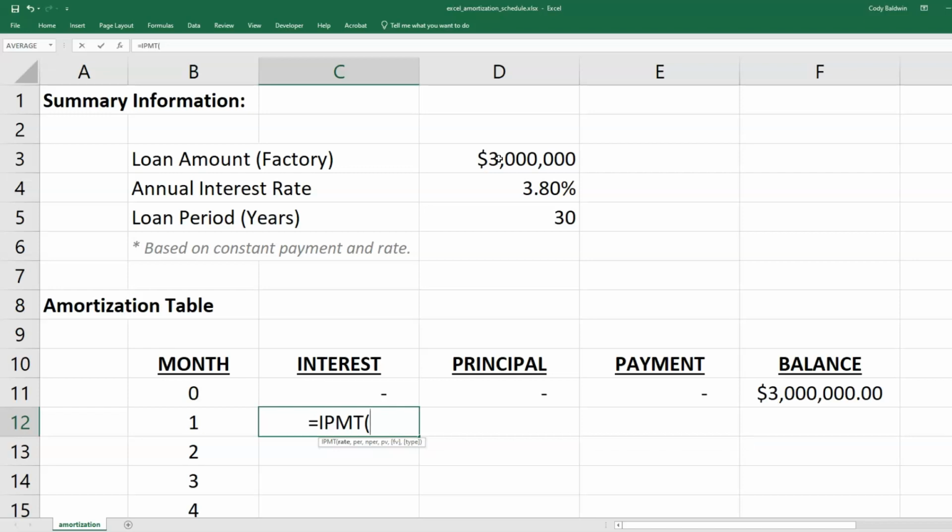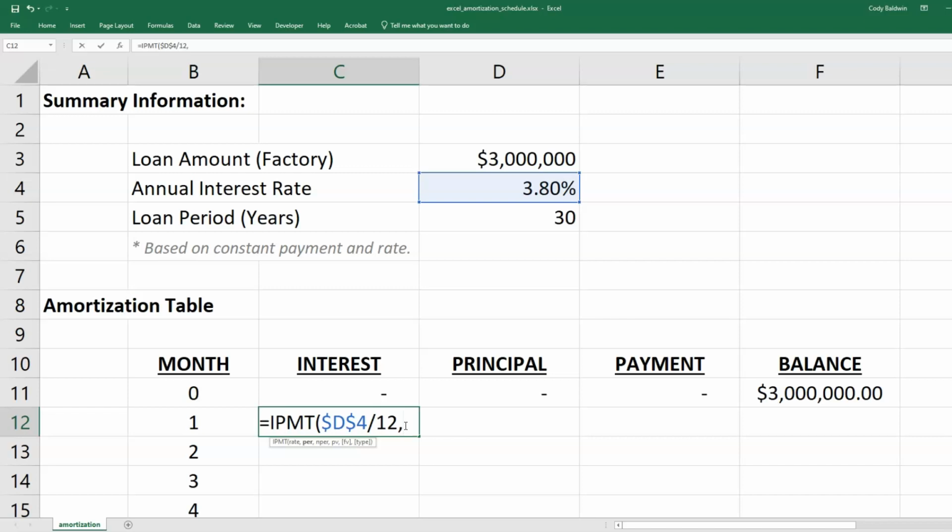And the first thing we're going to provide here is the rate, which is the annual interest rate, but we're going to divide it by 12 because that's an annual rate and we're going to pay this monthly. So we want to divide that by 12. Now when we reference the annual interest rate, we want to make it absolute by adding these dollar signs, so when we autofill the rest of the rows, that reference doesn't change. We don't want that to move.